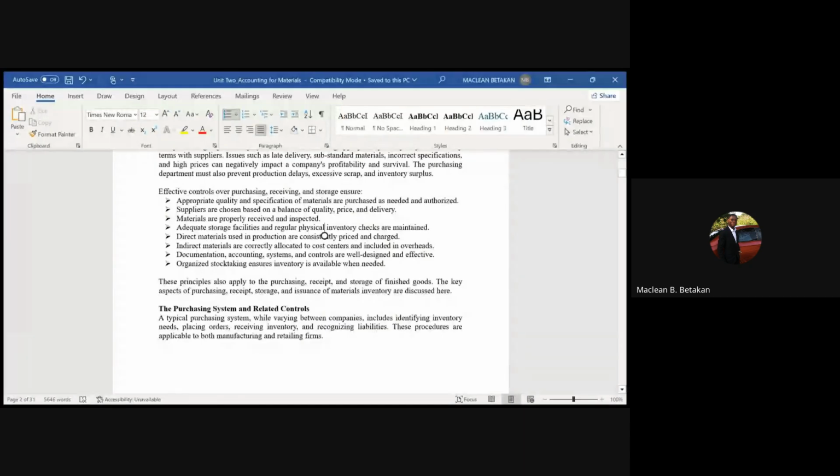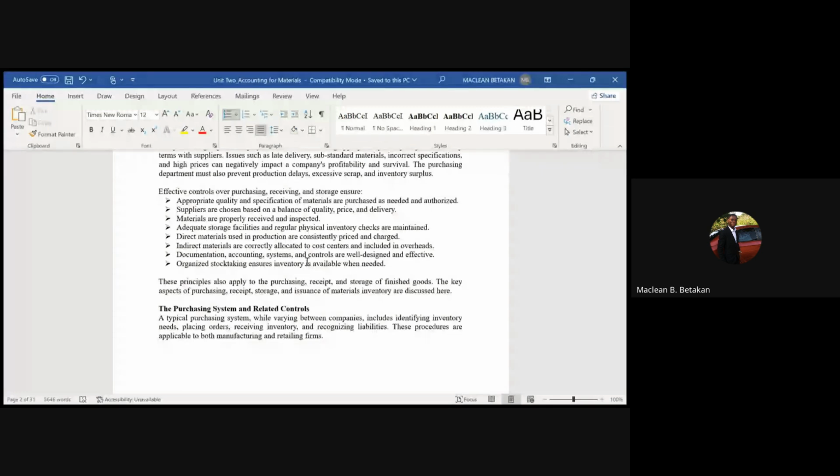Then direct materials used in production are consistently priced and charged. So you don't just get up, pick the material and then send it to production for them to use. You must price the material anytime you are issuing it to the production department. So that is where the methods come in, whether you use FIFO, LIFO, weighted average, or simple average.